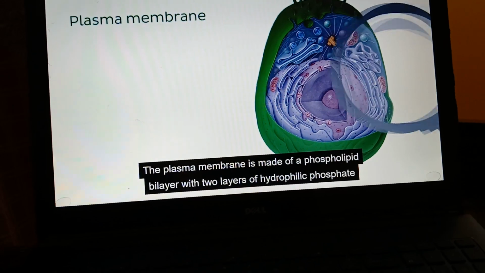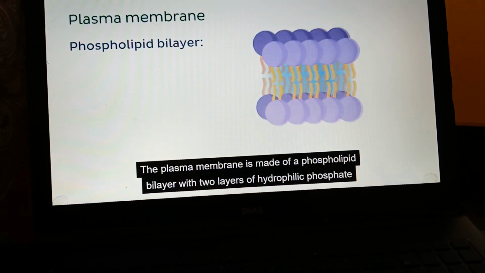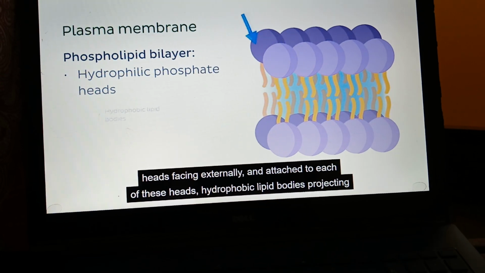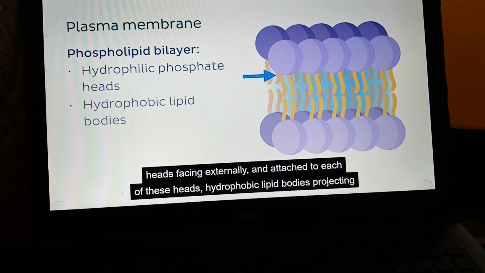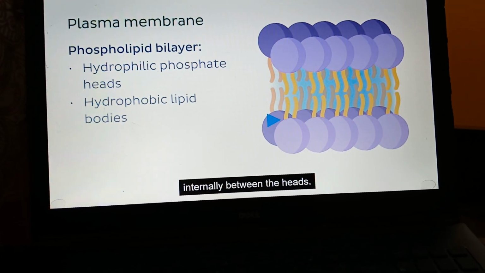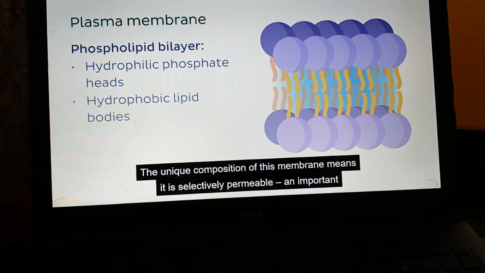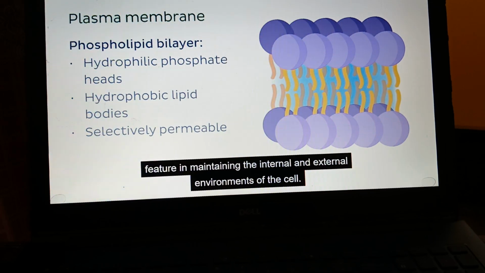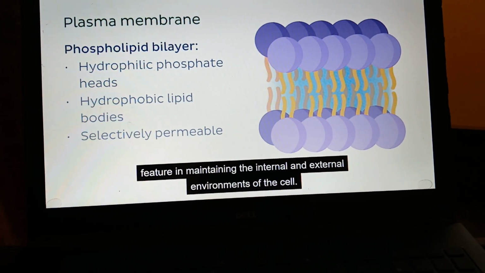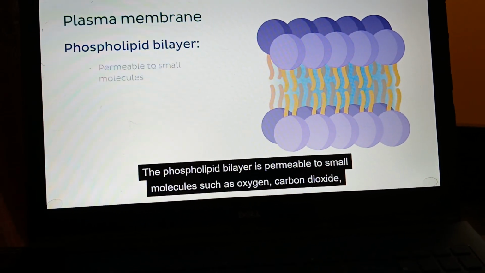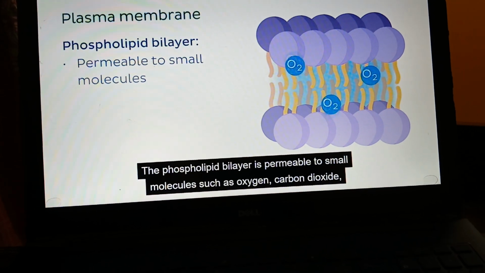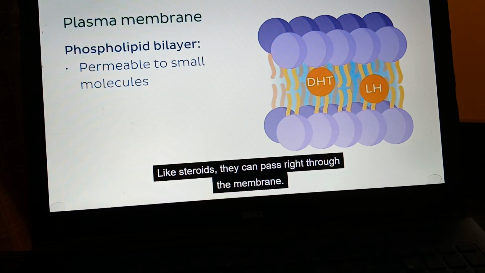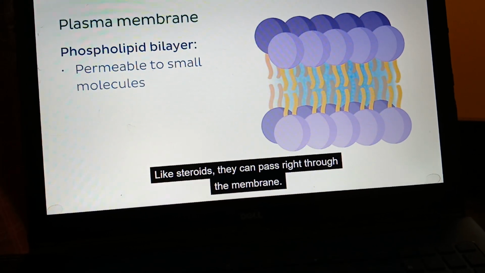The plasma membrane is made of a phospholipid bilayer with 2 layers of hydrophilic phosphate heads facing externally, and attached to each of these heads, hydrophobic lipid bodies, projecting internally between the heads. The unique composition of this membrane means it is selectively permeable, an important feature in maintaining the internal and external environments of the cell. The phospholipid bilayer is permeable to small molecules such as oxygen, carbon dioxide, water, and lipid-soluble chemicals, like steroids. They can pass right through the membrane.